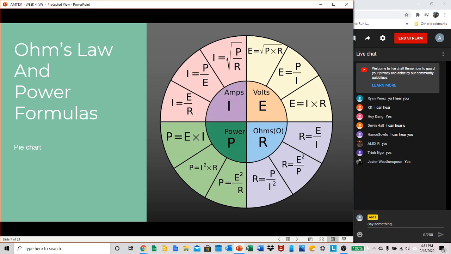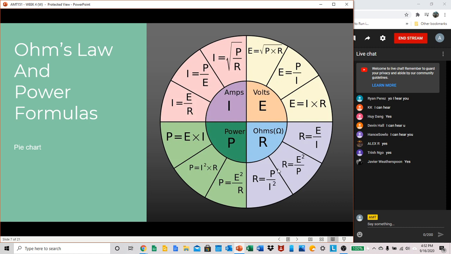So if all you have is your voltage, let's say we have that 300, and then you have current, you can use those to calculate your power. That's what this pie chart is telling you. So that's how you read this. You have resistance. If you want to calculate your resistance, here are the formulas that, depending on what information you have, you can use to calculate your resistance, okay?